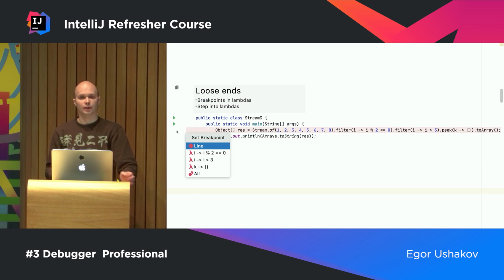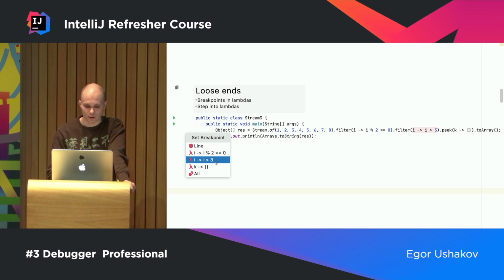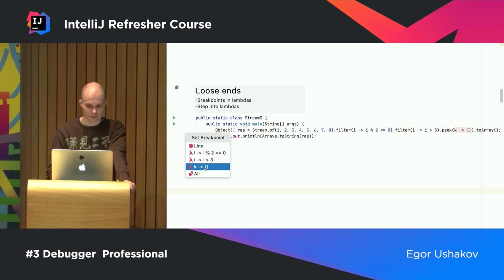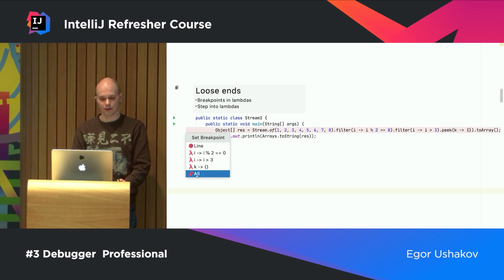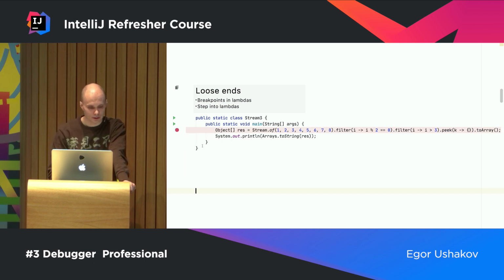If you try to set a breakpoint on a line with several lambdas, you will be asked where exactly you want to stop. Every lambda is highlighted in this situation. Also, you can set a breakpoint on the line itself, and it will stop only once, when you first enter the line. You can set a breakpoint on every lambda, and also on any location on the line: every lambda on the line and also the line itself. So let's see how it works.